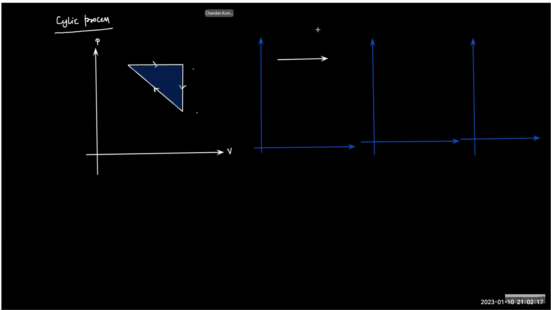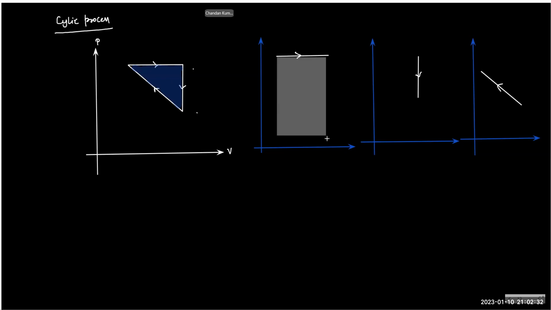So the first process, the second process, the third process. The first process will give you how much area? The first process will give you the entire area, right? The second will give you how much area? Zero. And the third will give you this area, a trapezium.